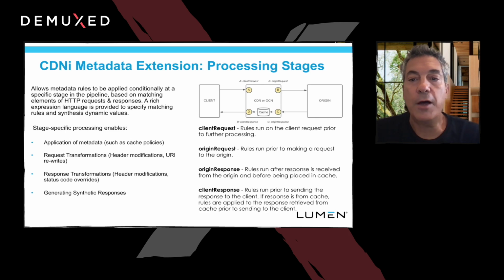So what this model does is define 4 key points in the CDN workflow between clients and origins for any given request. When the request comes in the front door, that's A there, client request. When the request goes to the origin on a cache miss, when the response comes back from the origin, and then when the response goes out of CDN cache back to the client. And at each of these stages, we've added an opportunity to conditionally add metadata or processing rules that may transform a request or a response or generate a synthetic response.